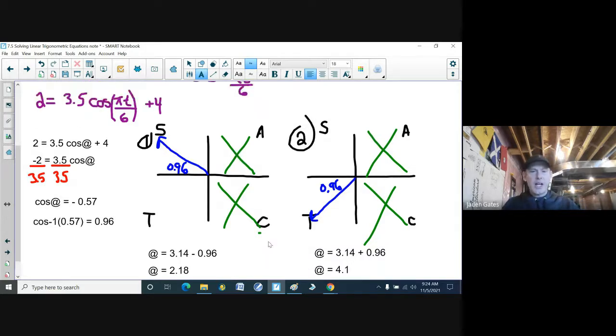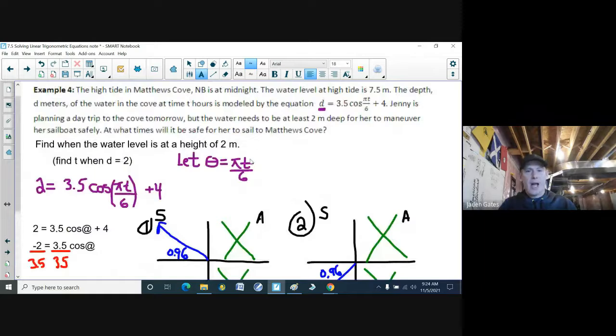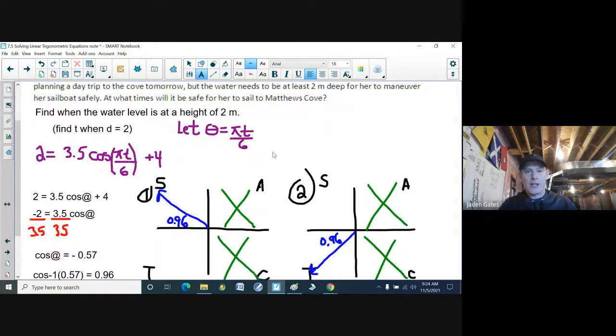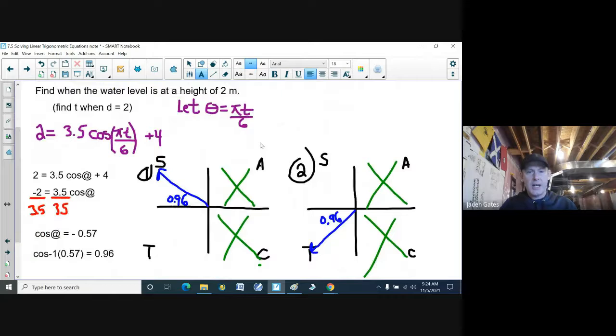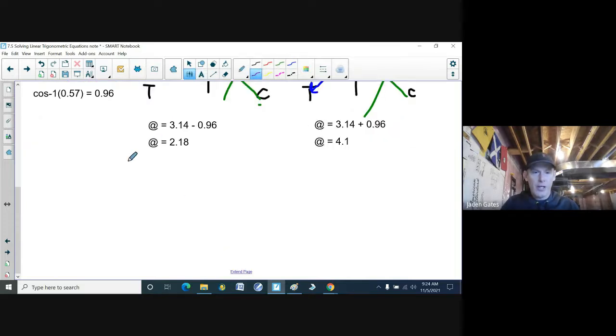All right, now that's theta. But we're trying to find the time. How much time has gone by? So theta is equal to pi t divided by 6. So here, extend my page here. Theta here is, again, pi t divided by 6, because we're solving for t, the time, equals 2.18.